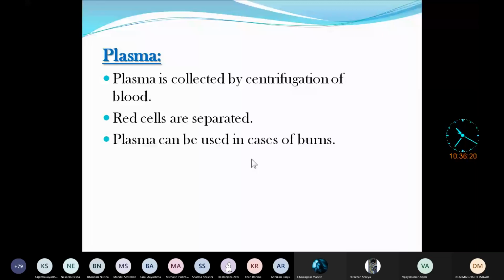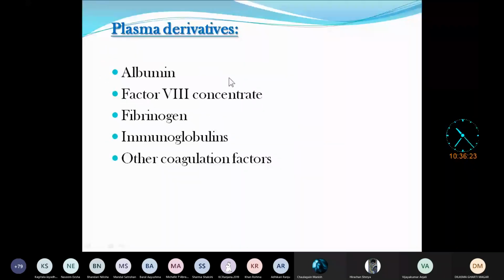Now we'll come to the plasma derivative. So in the plasma, the albumin will also be there, factor VIII concentrate will also be there, fibrinogen will be there, immunoglobulins, and then the other clotting factors are there.